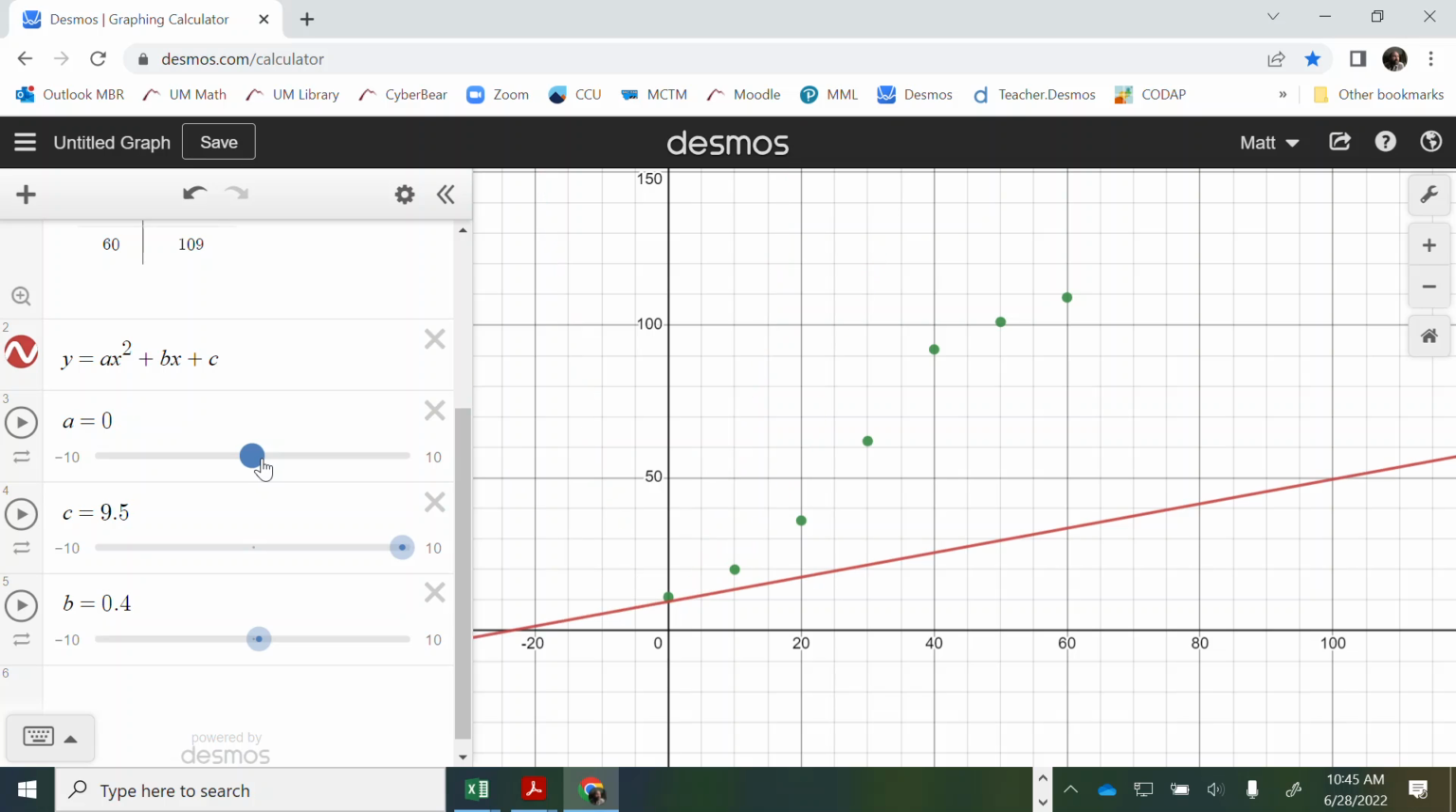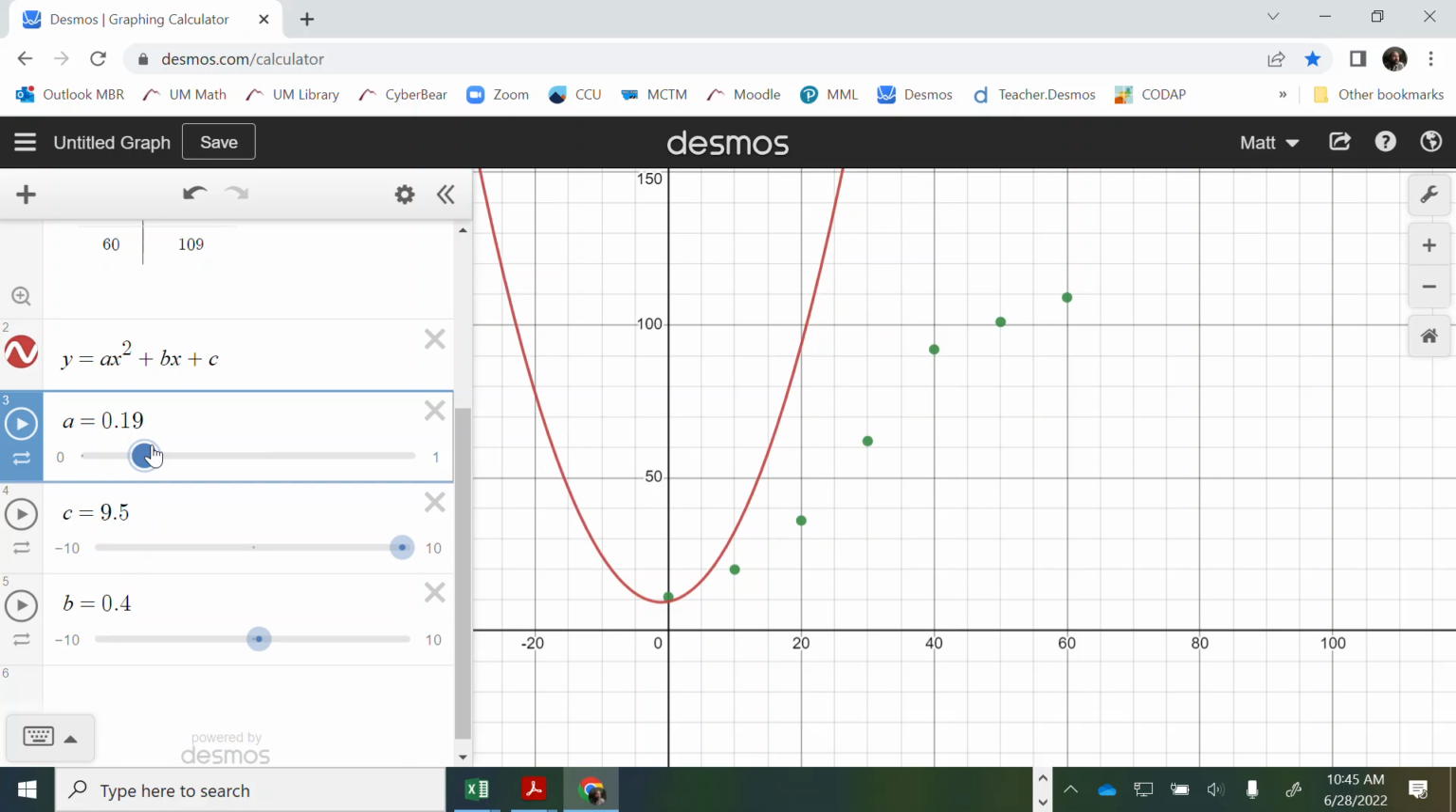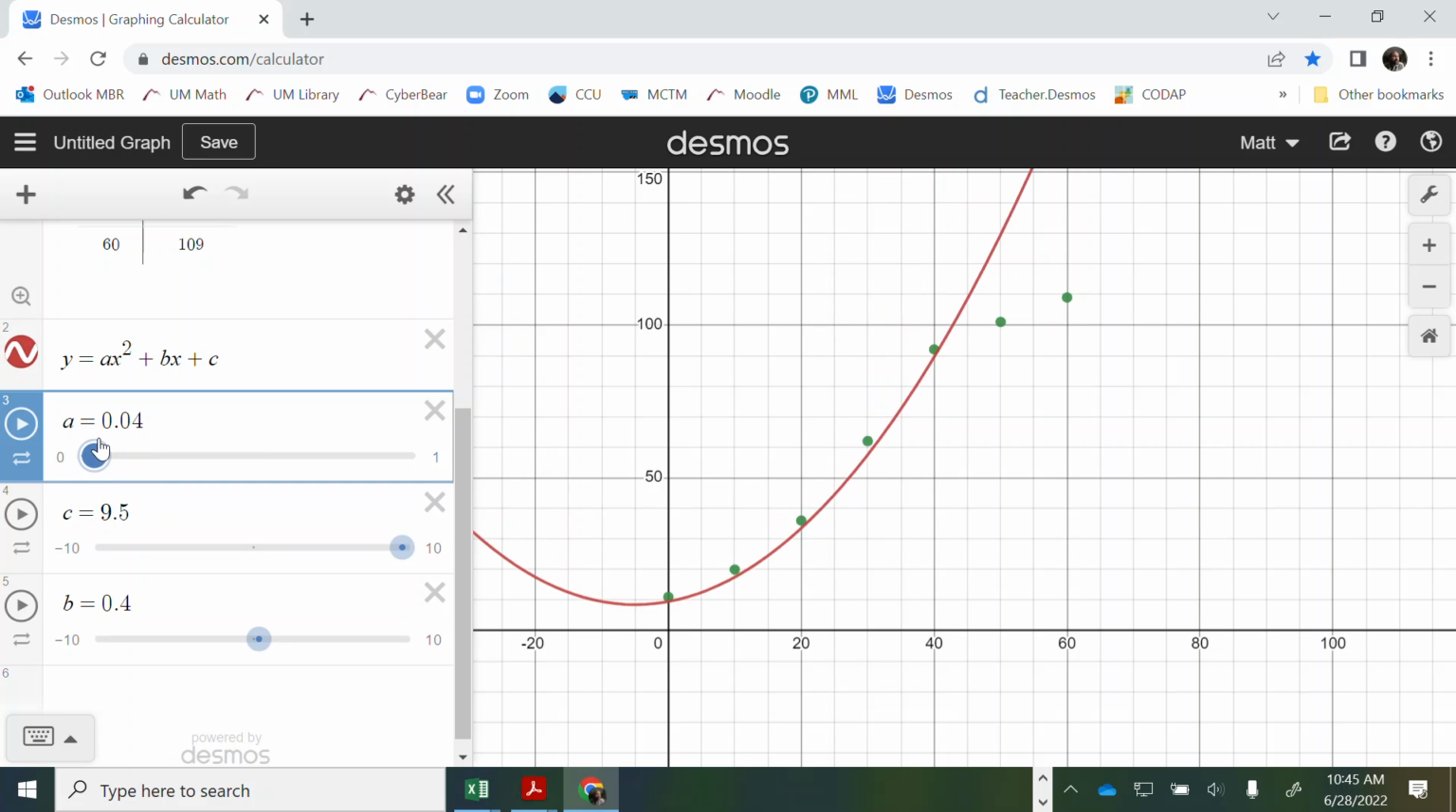And then maybe adjust my a value. It gets really sensitive there, so one thing you can do is say, well, I'm definitely between 0 and 1, so I'll put a 0 here and maybe a 1 here and let the step size be 0.1. Then I get a much finer slider that I can adjust like this.